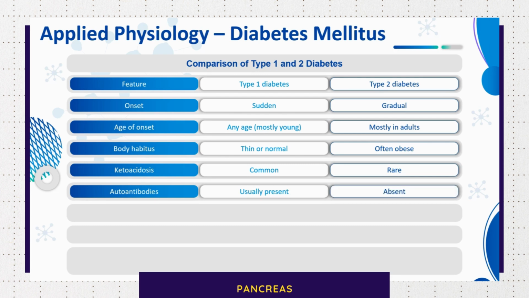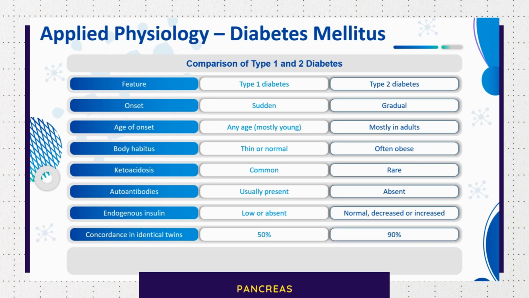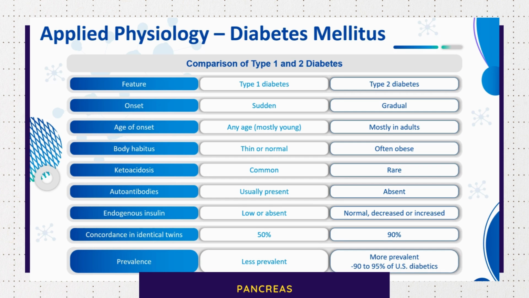Autoantibodies are usually present in type 1, whereas they are absent in type 2. Endogenous insulin levels, that is insulin level in your body, can be low or absent in type 1, whereas it can be normal, decreased or increased in type 2 diabetes. The concordance in identical twins is about 50% in type 1 diabetes, whereas it is 90% in type 2 diabetes. The prevalence of type 1 diabetes is less, whereas type 2 is more prevalent, that is about 90 to 95% of US diabetics.